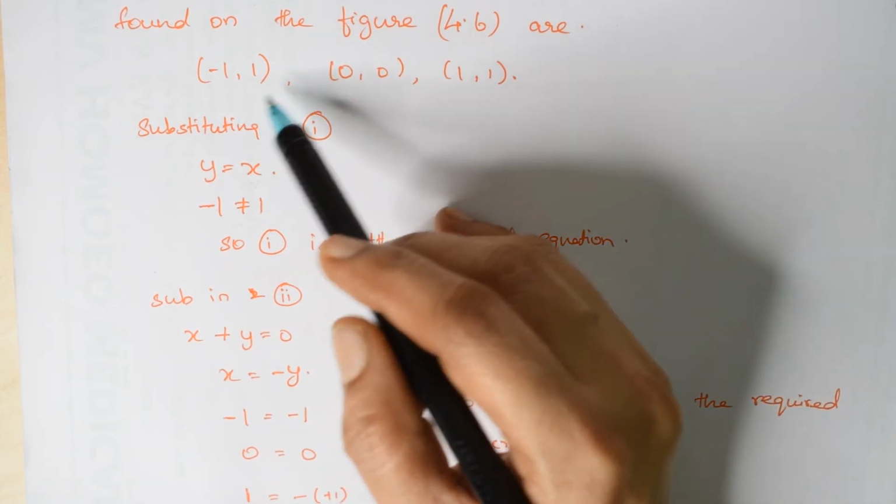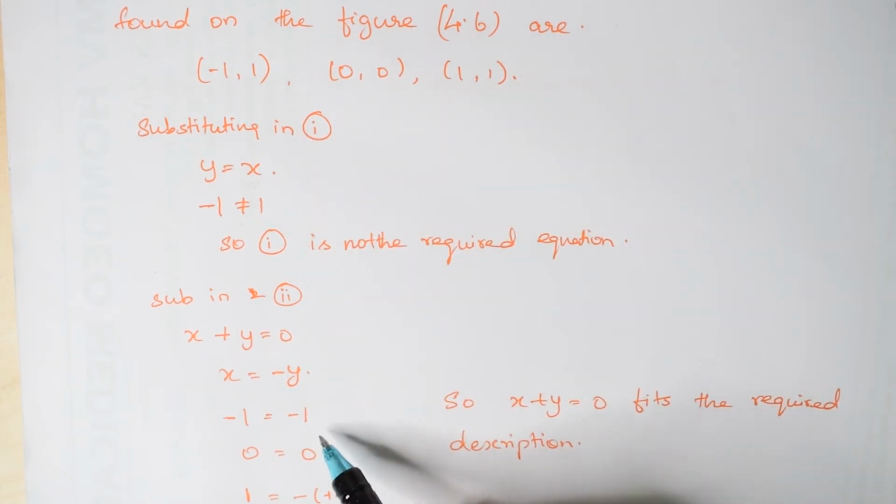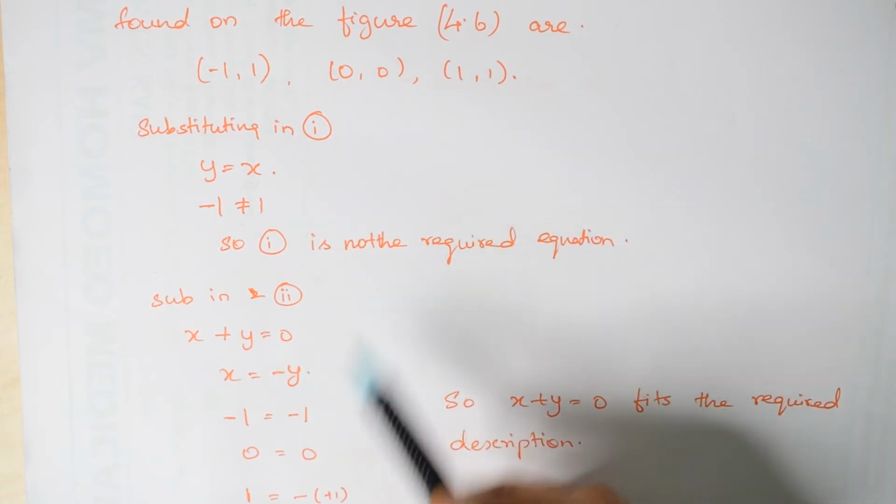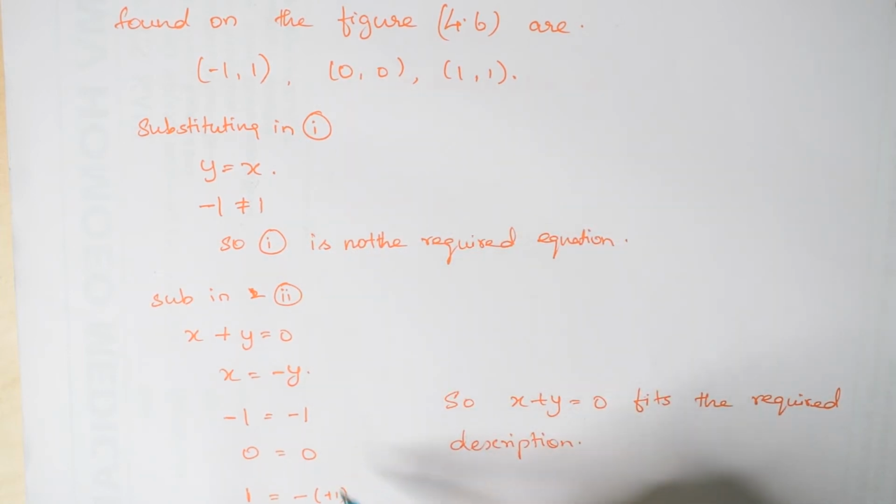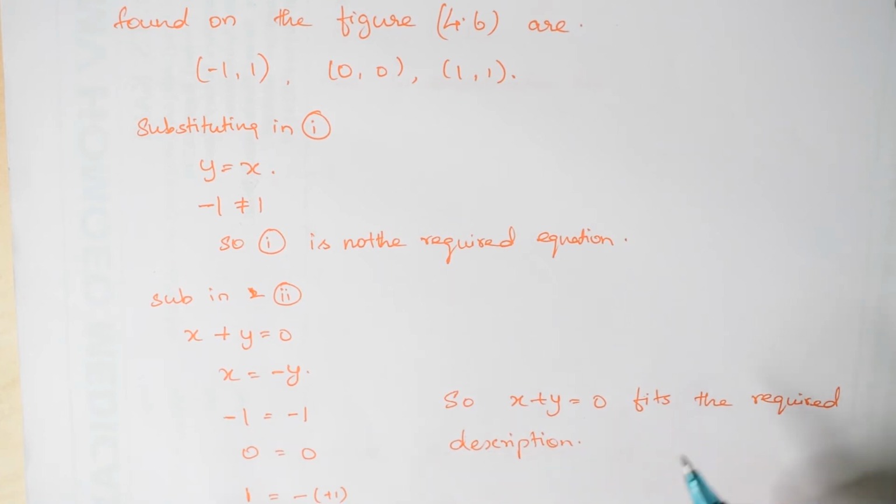that minus 1 is equal to minus 1. Yes, it's satisfied for the first point. Then I'm trying it for the second point. Yes, it is satisfying, and when I try it for the third point, it is satisfying. So x plus y is equal to 0 is the required equation.